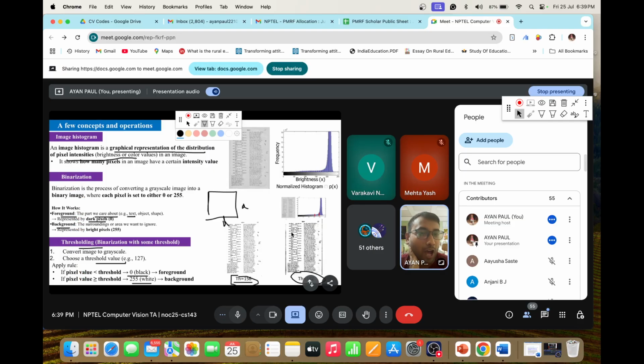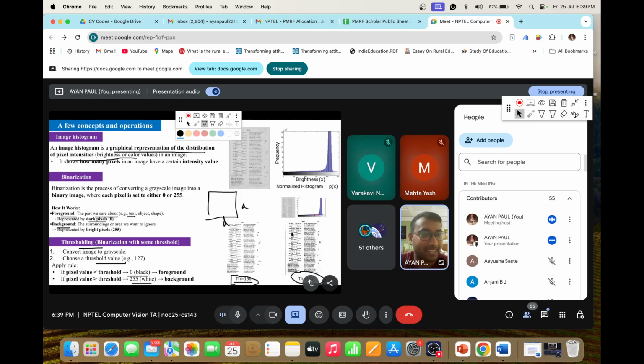Anyone with any doubt how image histogram is formed? Is it clear how image histogram is formed? Clear, right? Please ask if any doubt is there, because it is one of the basic things of image. You should know it, image histogram. Clear, right?